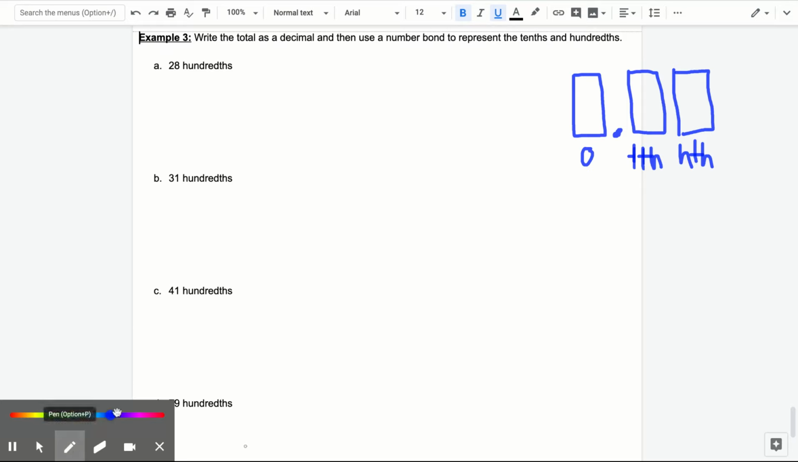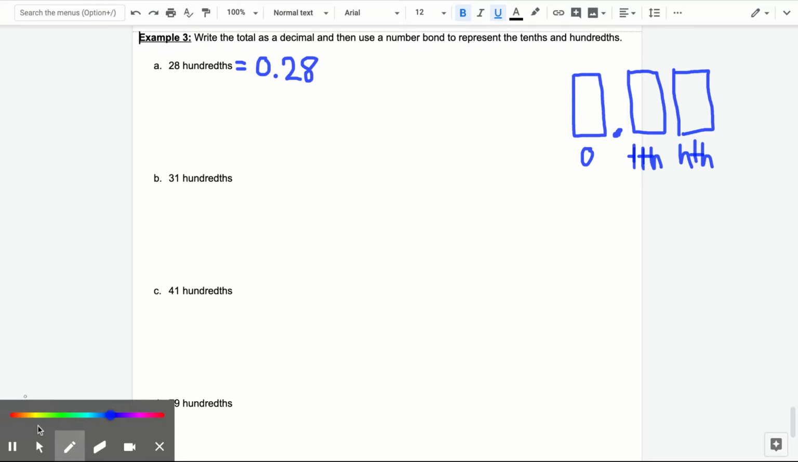All right, so first one, we have 28/100. The first step says to write it as a decimal. 28/100 is going to look like 0, decimal point, 2, 8. Okay, so now I want to break it down into a number bond.